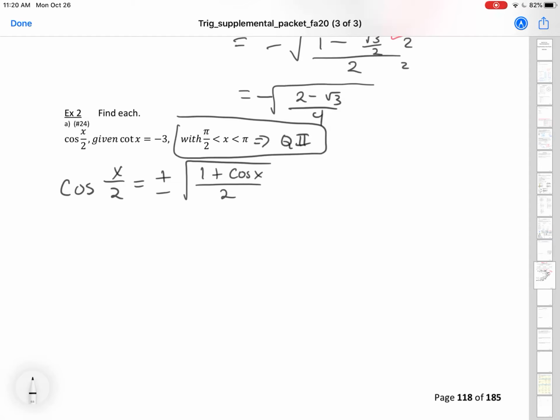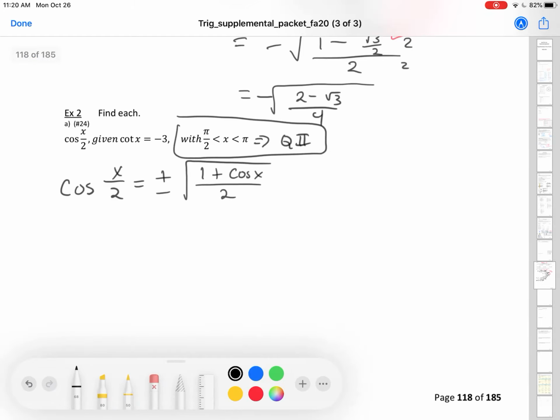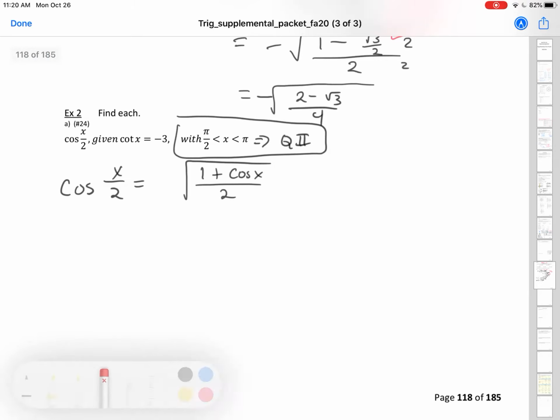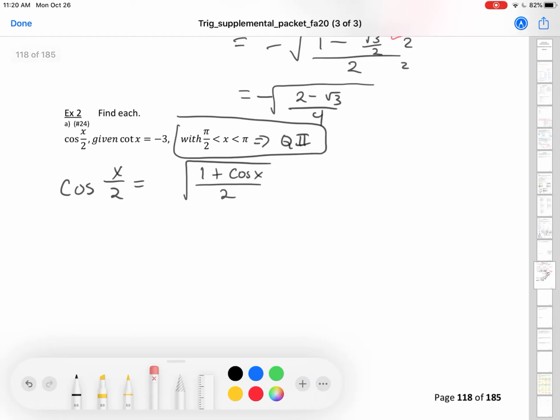Now this is bad. Do not go forward with a plus or minus. We have enough information to determine whether it's positive or negative. The hardest part is to remember what to focus on. I'll have many people tell me this. They'll say, Jensen, I chose negative.